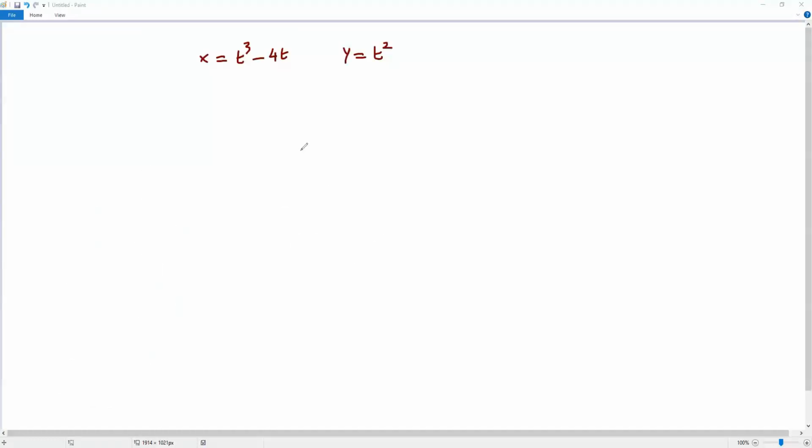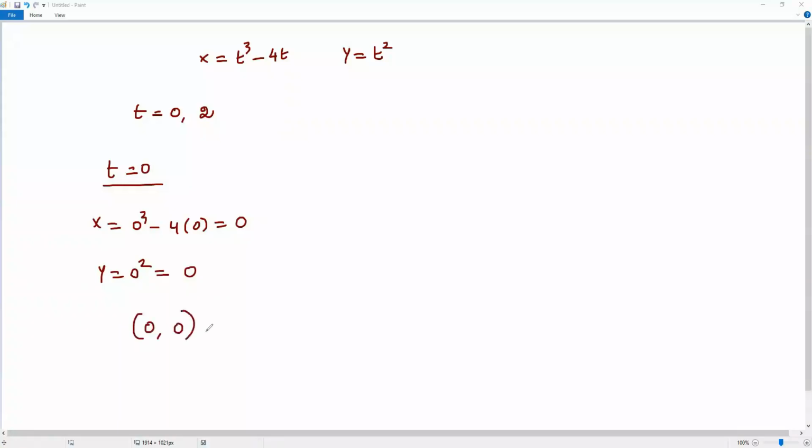Here we have the given parametric equations. I am going to check the first pair, that is t equals 0, 2. First I plug t equals 0 into the given parametric equations. I get x equals 0 cubed minus 4 times 0, which is equal to 0, and y equals 0 squared, that is also 0. So we get the Cartesian coordinates (0, 0).